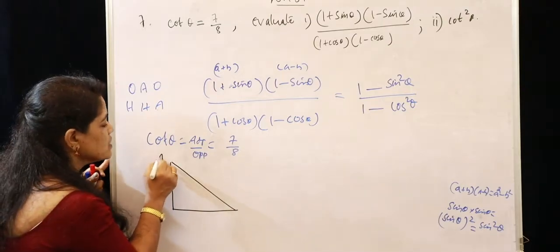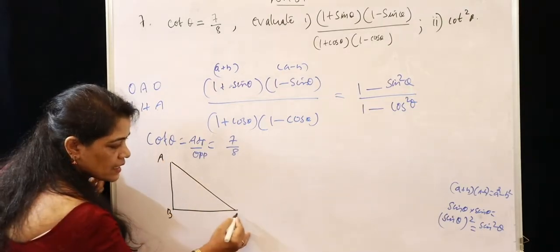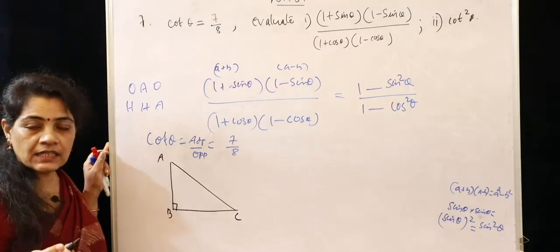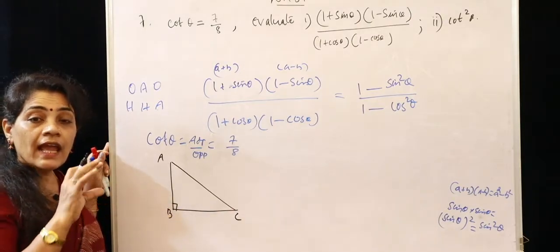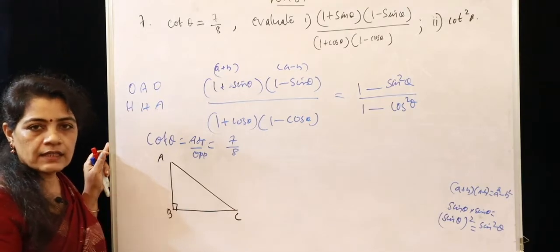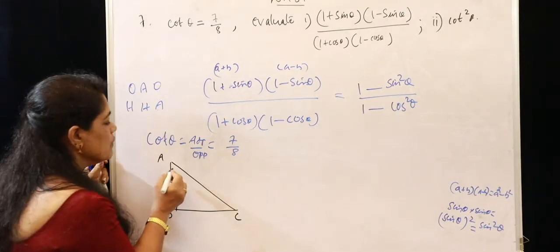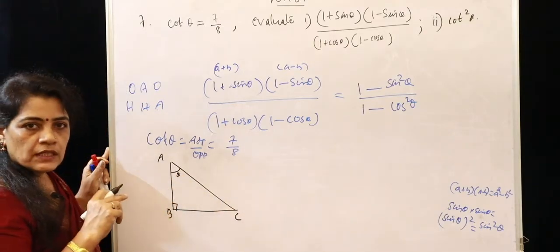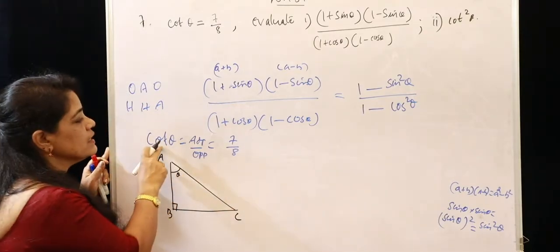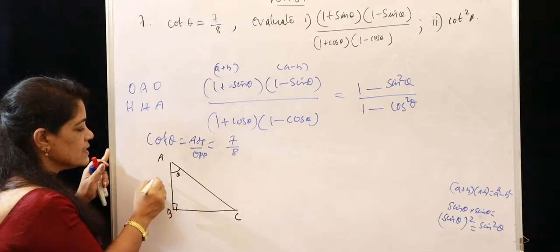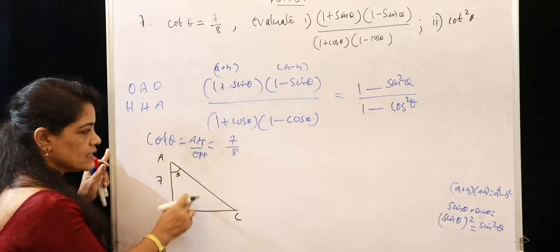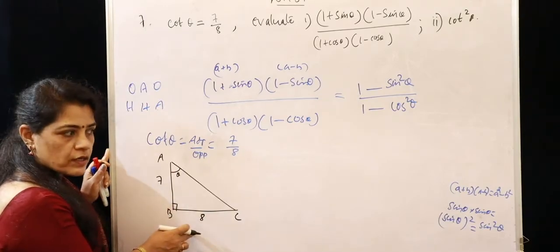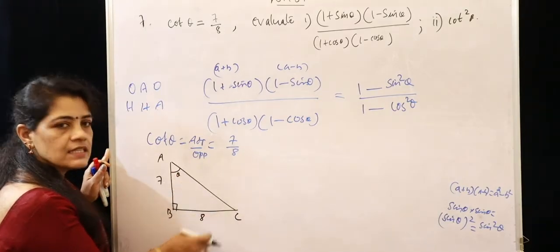So here, right triangle ABC, right angle at B, and cot theta. Theta can be given for either of the acute angles, A or C. I am giving angle A as theta. With respect to theta, cot theta is adjacent side 7 and opposite side 8. So by applying Pythagoras theorem, we can find out AC square first.